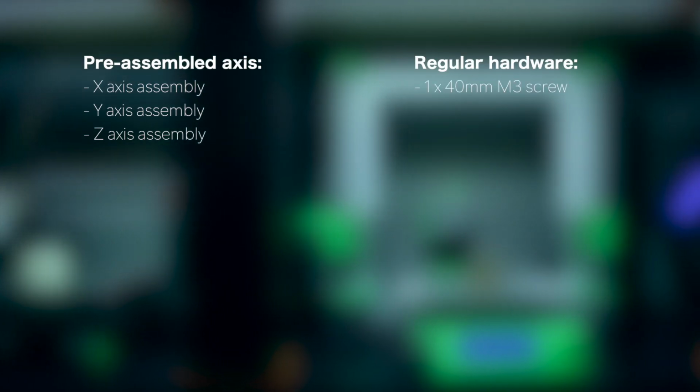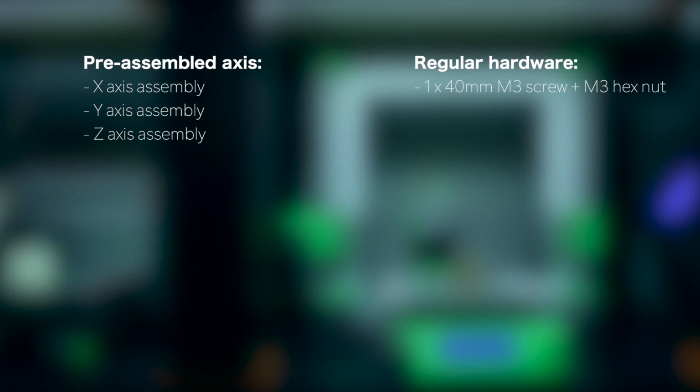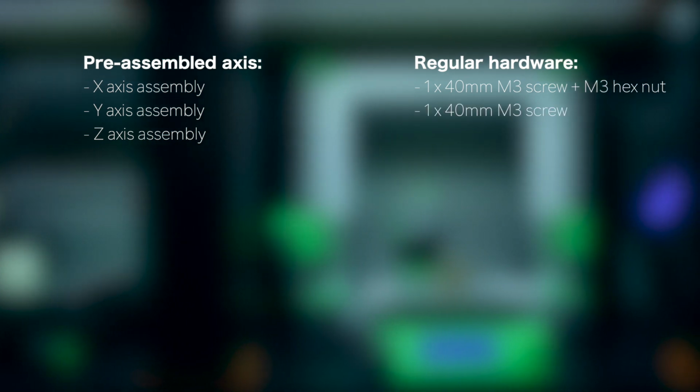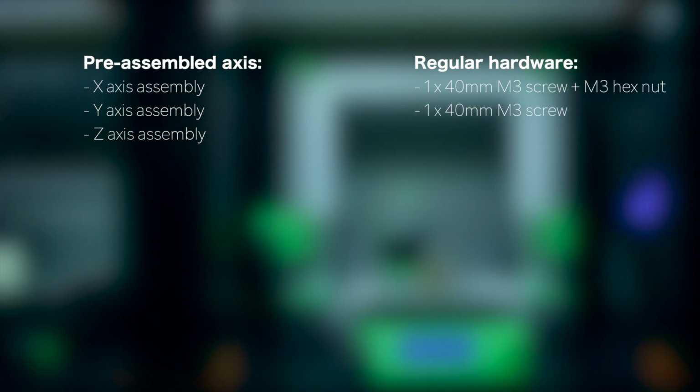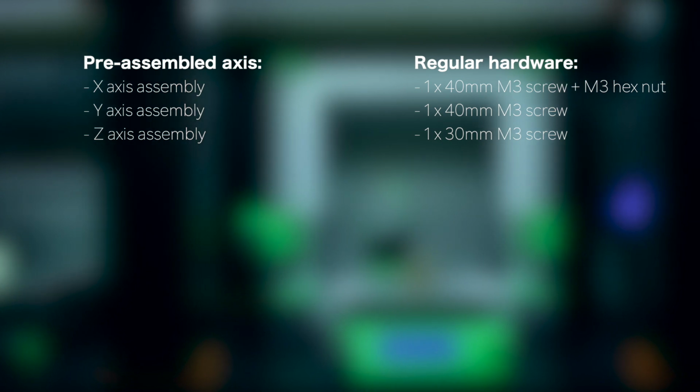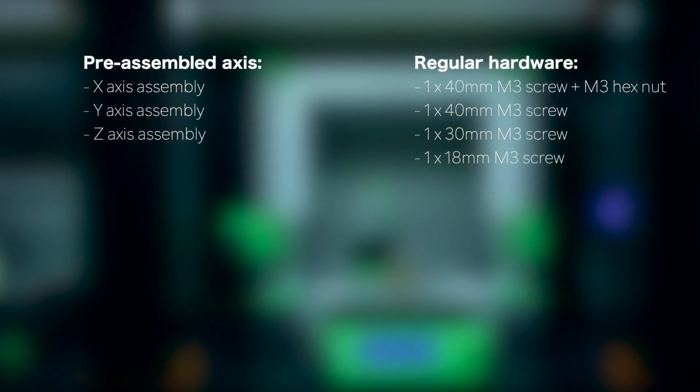Alright, so the first parts that we'll need to start with the build of this episode are the next. The X, Y and Z axis assembly, a 40mm M3 screw with an M3 hex nut in the middle, a 40mm M3 screw, a 30mm M3 screw and an 18mm M3 screw.